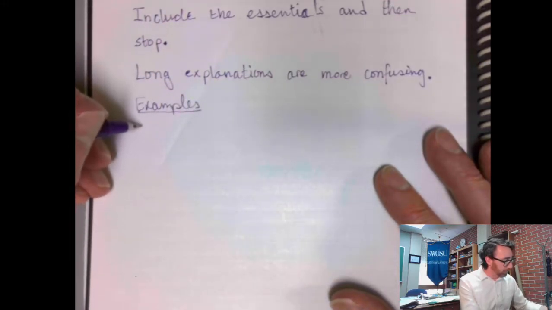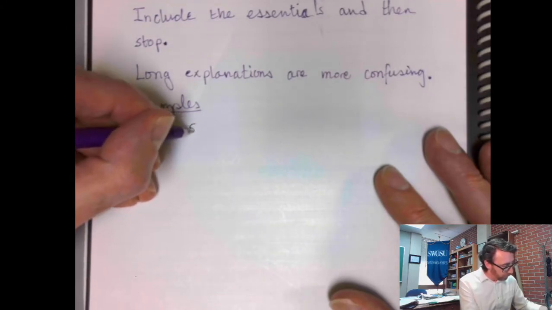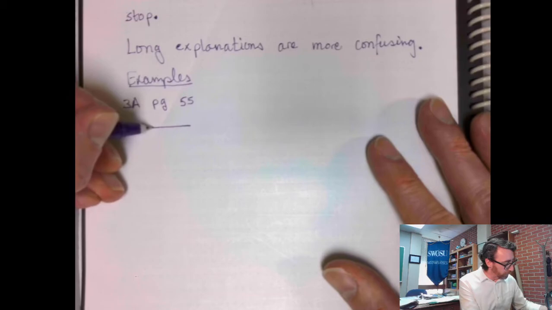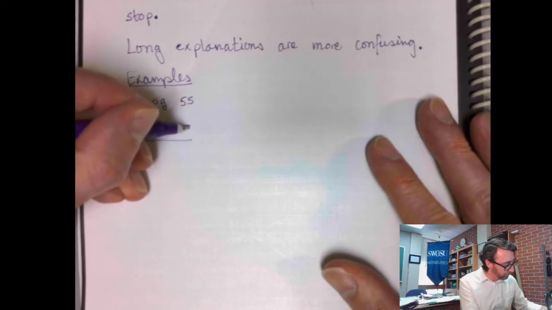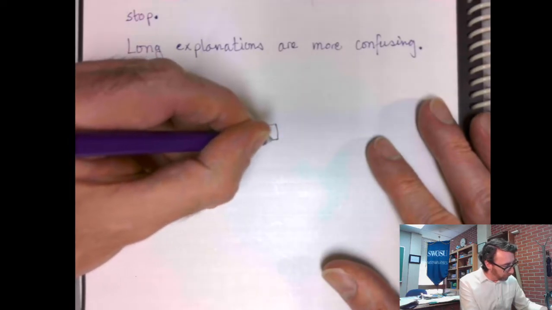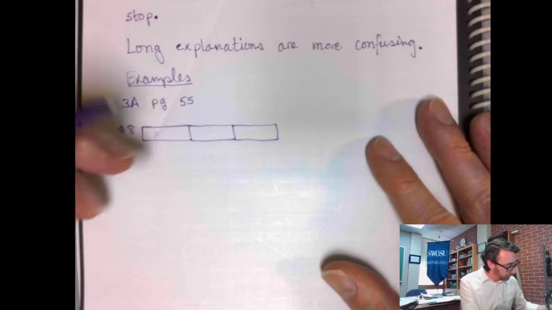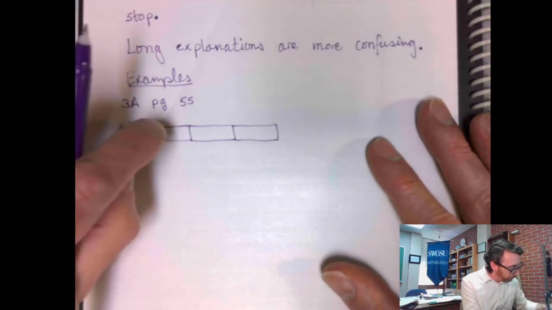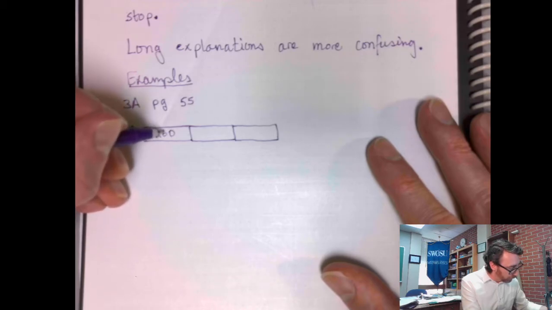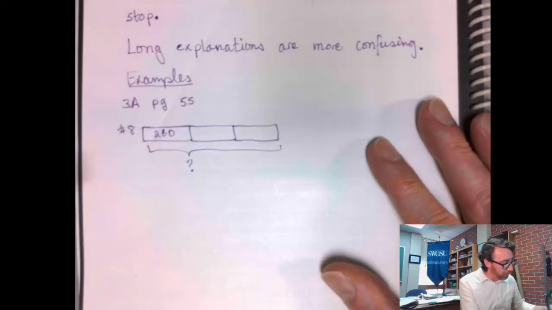Okay, let me see here. I'm on 3A, this is page 55. We're looking at number 8. So she had 3 boxes of beads. So we're going to have a bar diagram with 3 bars. Each of the bars represents a box of beads. So each of these bars has 260 beads. The question is how many altogether?